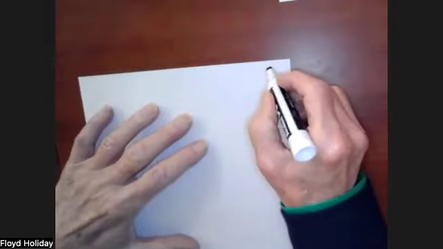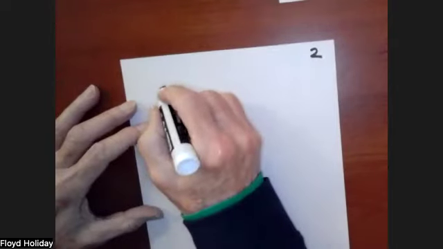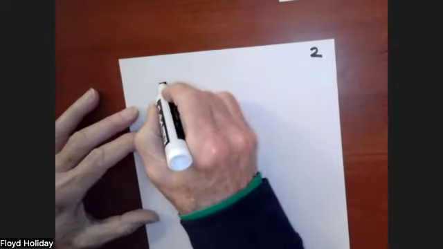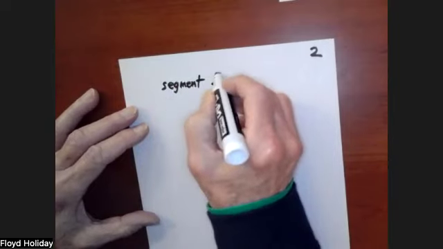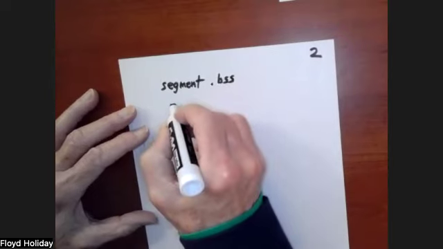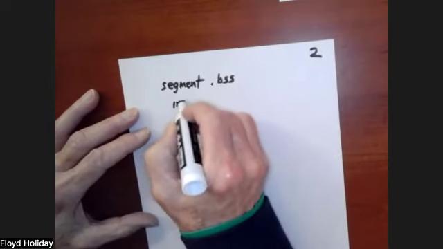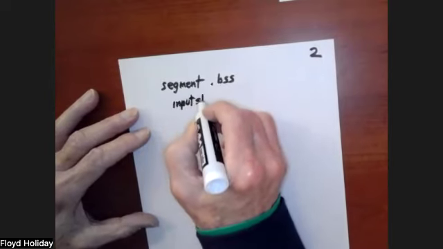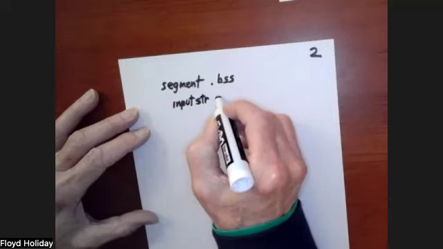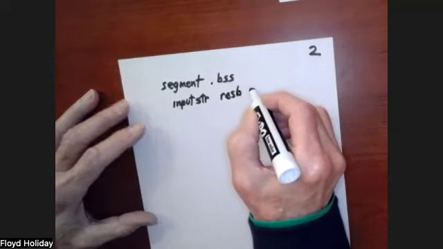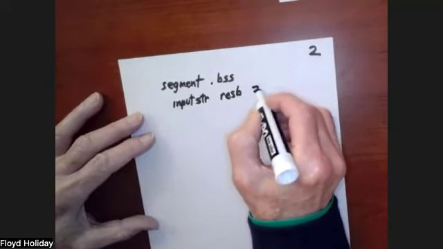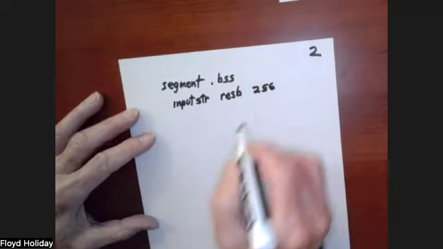Page 2. So we go back to the .bss segment. And we'll say input string is RESB. Pick a nice big number, 256.